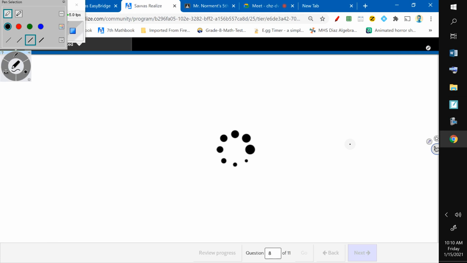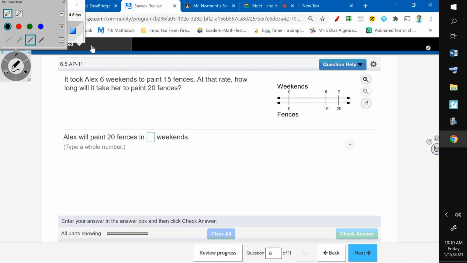Now, number 8. It took Alex 6 weekends to paint 15 fences. So probably the easiest way to do this, and this is a tricky one. When I looked over this, I almost took it out. I took out, I think, 6 questions. This is one that I almost took out, but I decided to keep it to see who can get it on their own without any help.